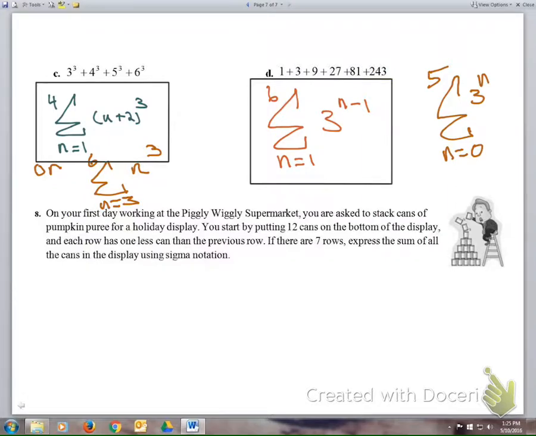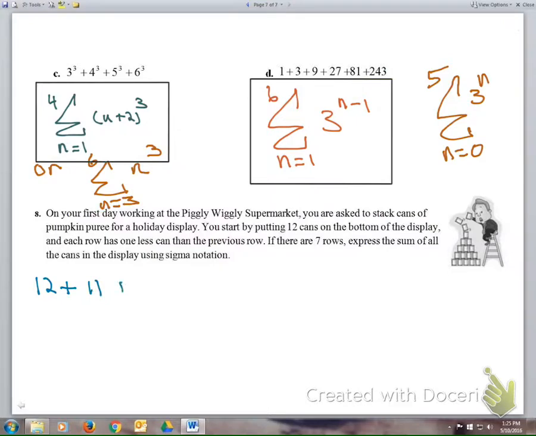All right, last problem. On your first day working in the Piggly Wiggly supermarket, you are asked to stack cans of pumpkin puree for a holiday display. You start by putting 12 cans on the bottom of the display, and each row has one less can than the previous row. If there are 7 rows, express the sum of all the cans in the display using sigma notation. Well, first I'm going to expand it.